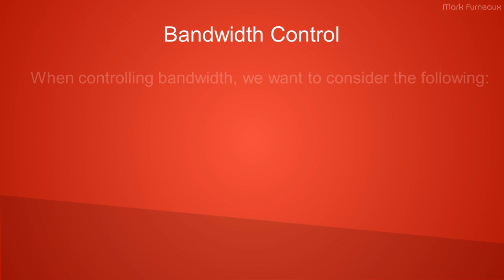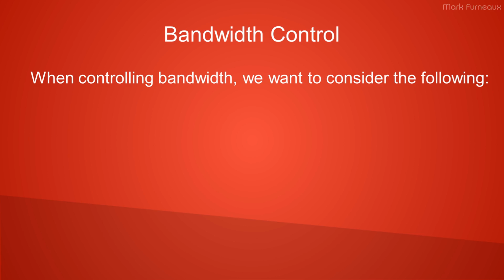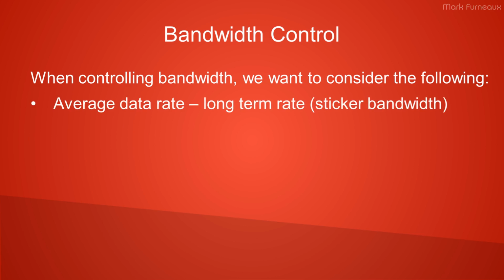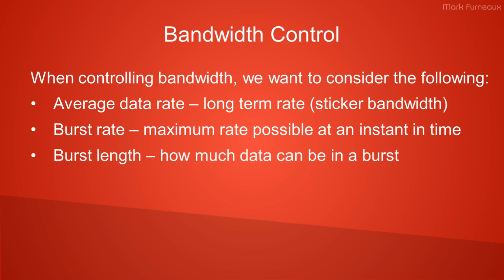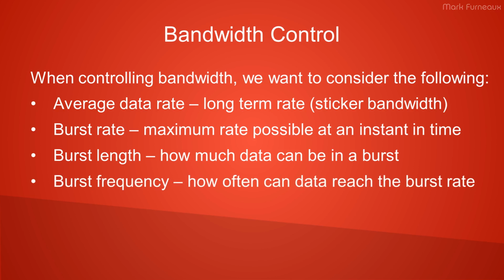When we're controlling bandwidth, we want to consider a few different parameters. The first one is, of course, the average data rate. This is the long-term data rate. This is kind of, I'll call it the sticker bandwidth. This is what we usually refer to as bandwidth. But we also have the burst rate, and this is the maximum rate that is achievable at any particular instant in time, which is usually higher than the average data rate. Of course, when we have these bursts, we have to look at how much data can be in a burst, and we call that the burst length. And of course, how often these bursts can occur is the burst frequency.